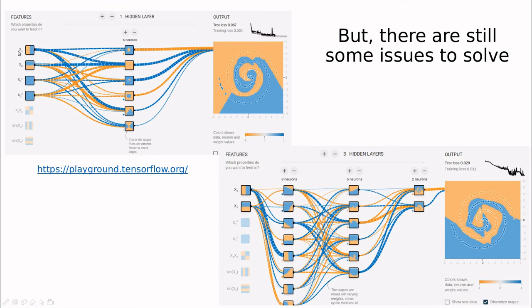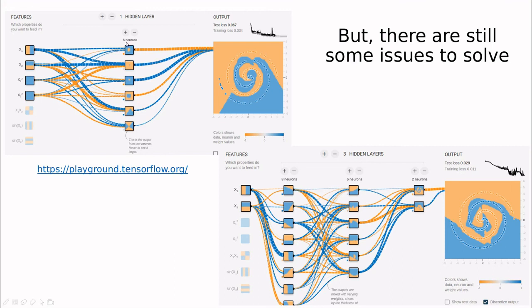Alternatively, we can use a smarter input. So what if instead of using x1 and x2, we use x1, x2, x1 squared, and x2 squared? And here again, this is more interpretable. And one of the main messages of this course is that machine learning is not just for fitting. Machine learning is for understanding, so gaining knowledge.